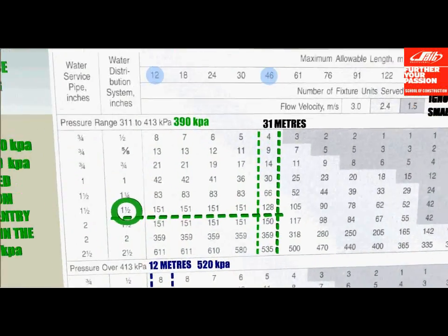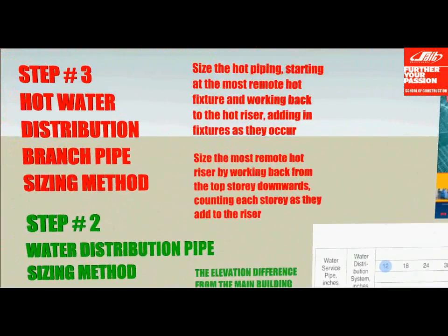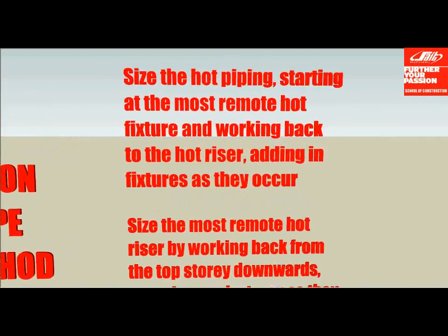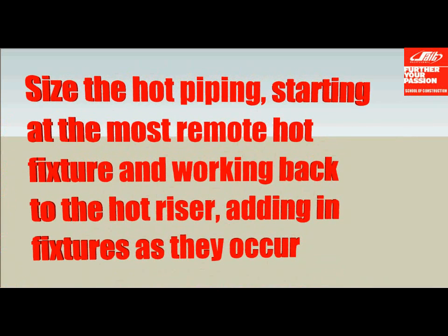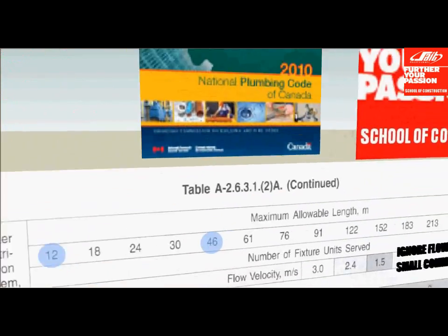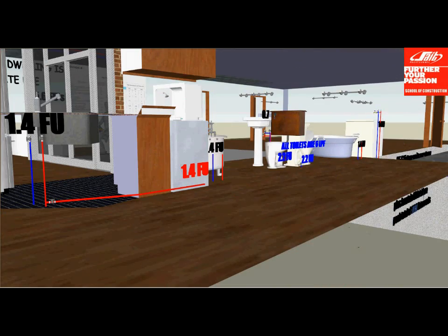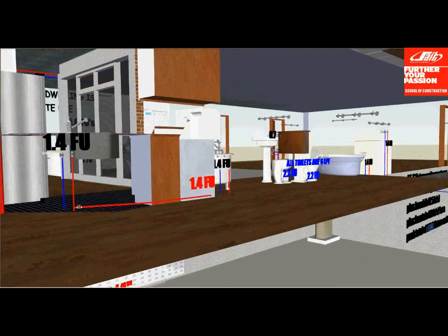Let's commence with step number 3, sizing the hot water distribution branch pipe. In order to do this, we want to size the hot piping starting at the most remote fixture and working back to the hot riser, adding in fixtures as they occur. Let's count the hot fixture units per story. We'll start on the first story, as each fixture has an individual fixture unit load assigned to it.